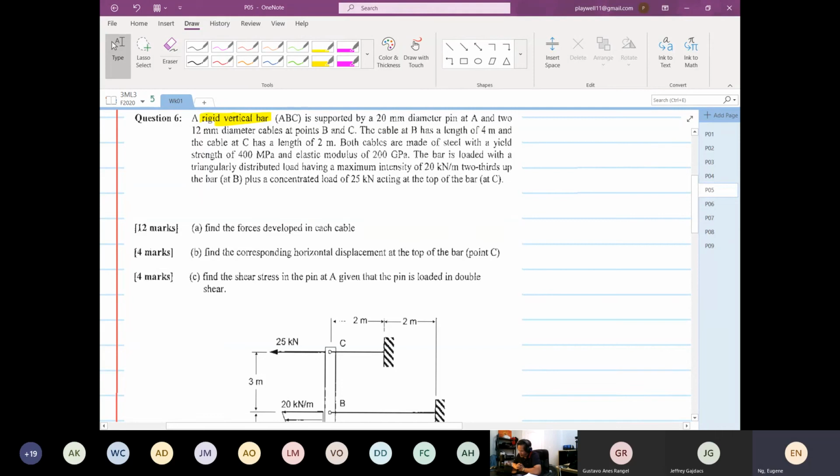The cable at B has a length of 4 meters, and the cable at C has a length of 2 meters. Both cables are made of steel with a yield strength of 400 megapascal.